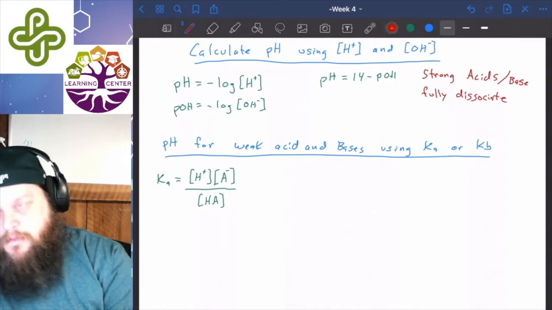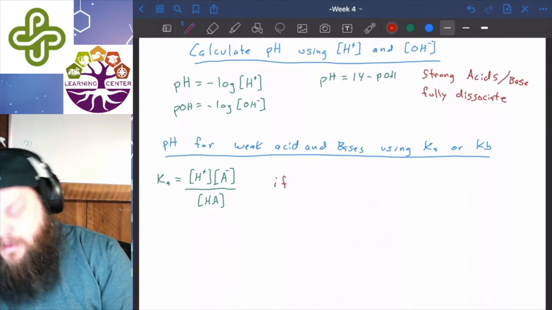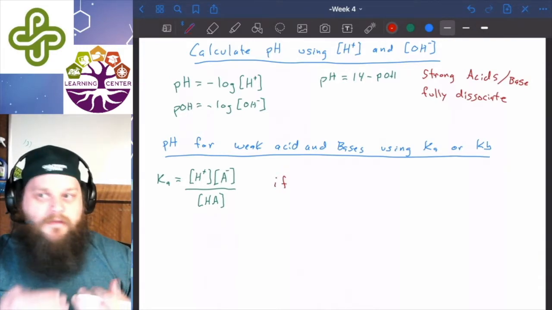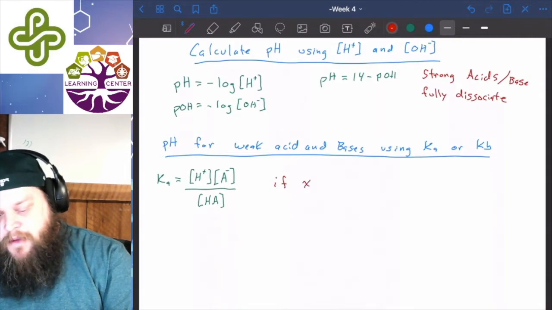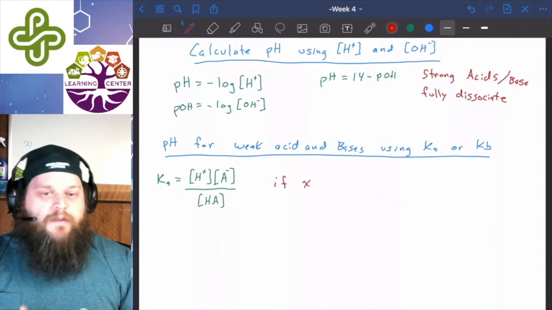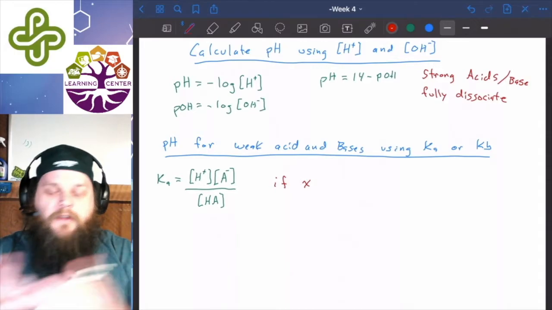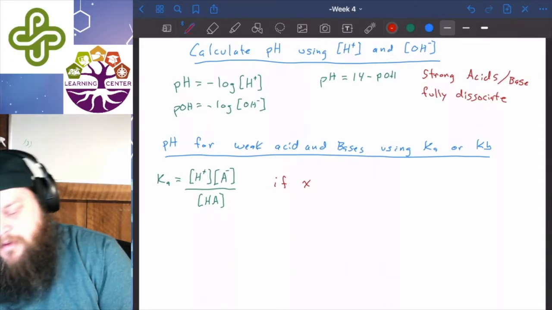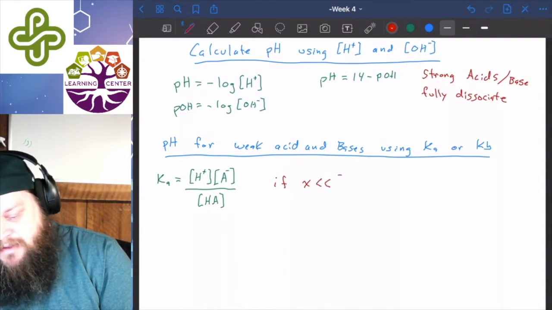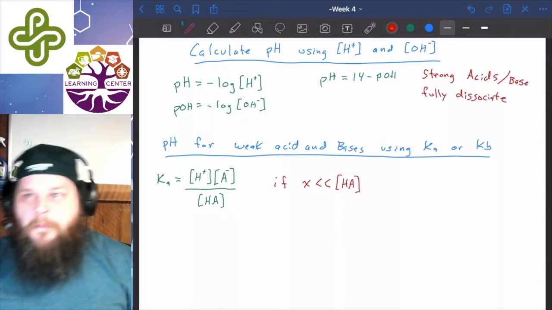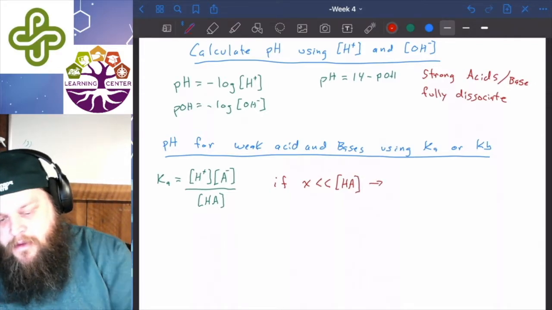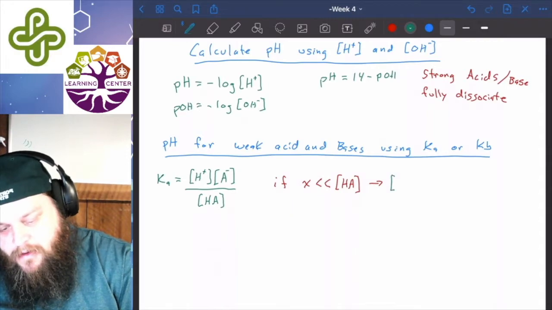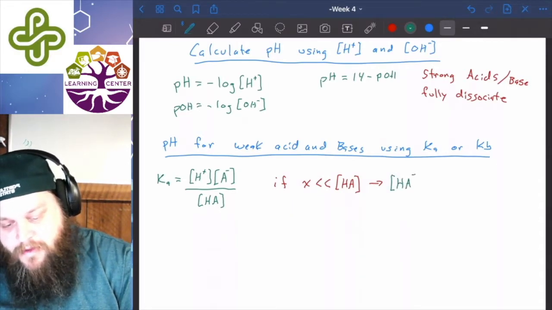And when we do our ICE tables to figure this out, we have that value x, which is really the change. If we're decreasing the amount of acid that's in there, it's going to be a negative value. But if this value is much less than the initial concentration, we can solve for it using this. It's just a rearrangement of our Ka expression on the left.